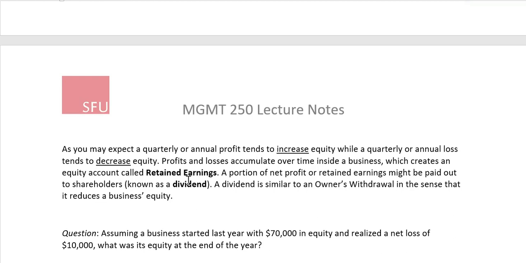As you may expect, a quarterly or annual profit tends to increase equity, while a quarterly or annual loss tends to decrease equity. Profits and losses accumulate over time inside a business, which creates an equity account called retained earnings. A portion of net profit or retained earnings may be paid to shareholders, so that's called a dividend. A dividend is similar to an owner's withdrawal in the sense that it reduces a business's equity.